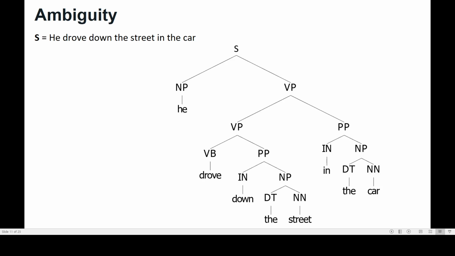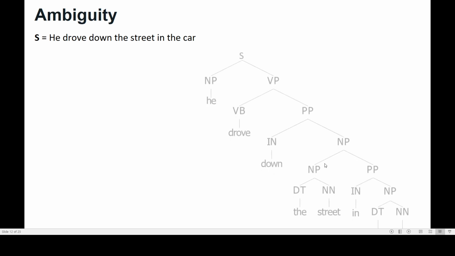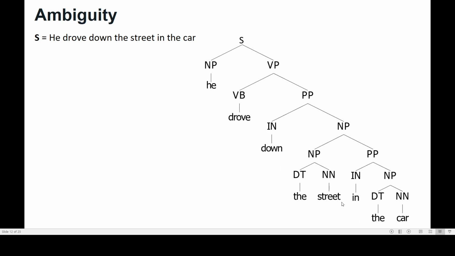But in this parse tree, you can see that this prepositional phrase has a rule under this VP. So VP has VP and PP. So this PP, prepositional phrase in the car, is modifying this VP, drove down the street. So the interpretation of this parse tree is, someone is driving his car in the street. But in the other parse tree, the interpretation is, someone is driving, but the street is actually located in his car.